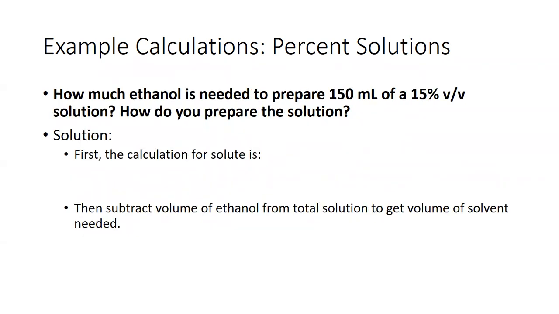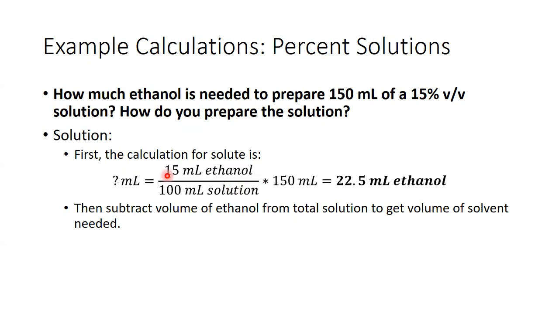All right, so the next question is how much ethanol is needed to prepare 150 milliliters of a 15% volume by volume solution, and how do you prepare the solution? So first we're going to calculate how much solute we need to make a 15% volume by volume solution. So we have 15 mLs over 100 mLs times 150. You could do the ratio and cross multiply and solve for X. And you get 22.5 milliliters of ethanol is what's needed to make 150 milliliters of this solution.